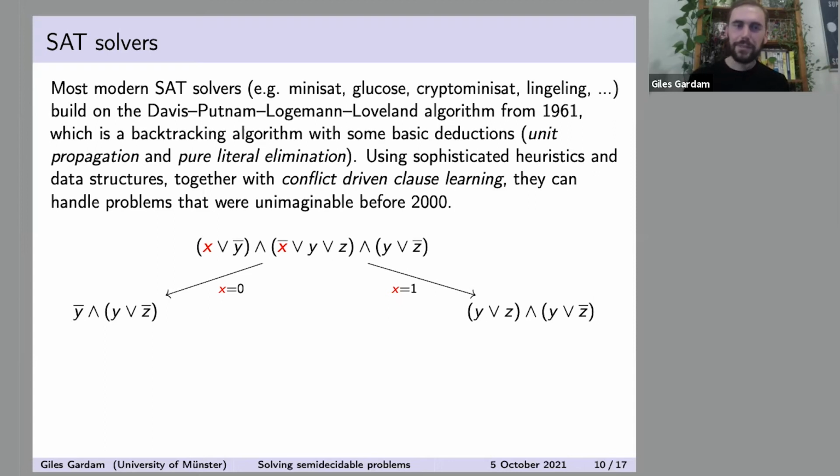Again, pure literal elimination is something we can do on the right-hand side. Each of the clauses only involves a y. There's no clause that involves a not y. So y is a so-called pure literal because it only occurs with this polarity. So I know I don't lose anything by setting y to be true. There's no possible downside to saying y is true.